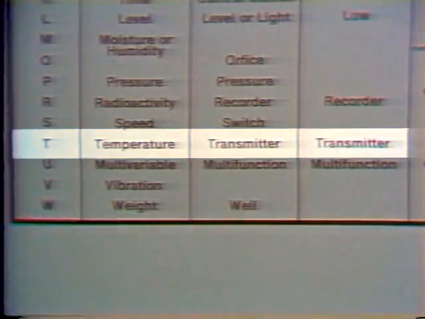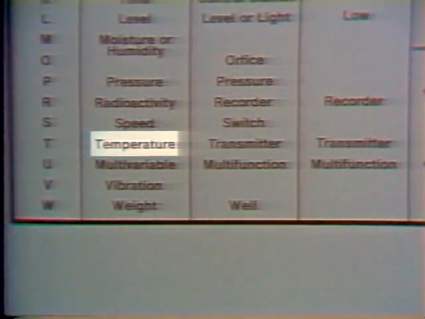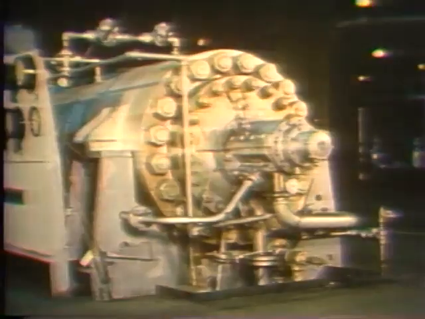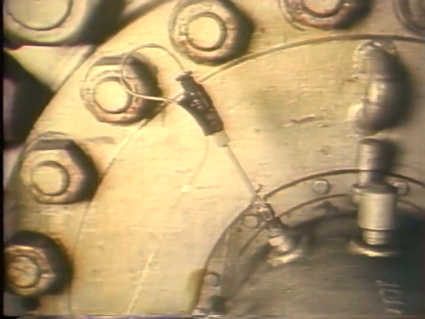The identification letters are explained in this section of the P&ID legend. If we take the letter T as an example, we see that when T is in the first position, it indicates that the instrument measures temperature. In the second, third, or fourth position, T means that the instrument is a transmitter. Let's look at an example to see how this works. This thermocouple on a feed water pump measures bearing temperature. The thermocouple transmits an electronic signal to this recorder for remote indication in the control room.